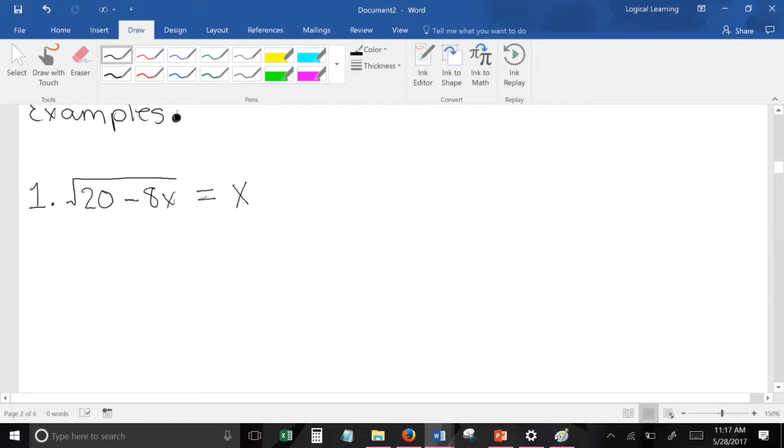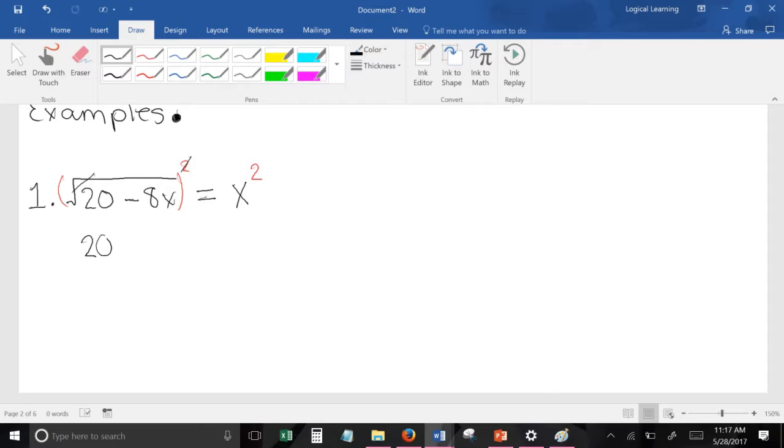So our first example is the square root of 20 minus 8x equals x. Now, again, we're going to do just like we did, and we're going to square both sides. Now, as I showed before, when we square this, this is a 1/2 squared. We're just going to get 1, so these cancel each other out. You can think of it as simply as that. And we get 20 minus 8x equals x squared.